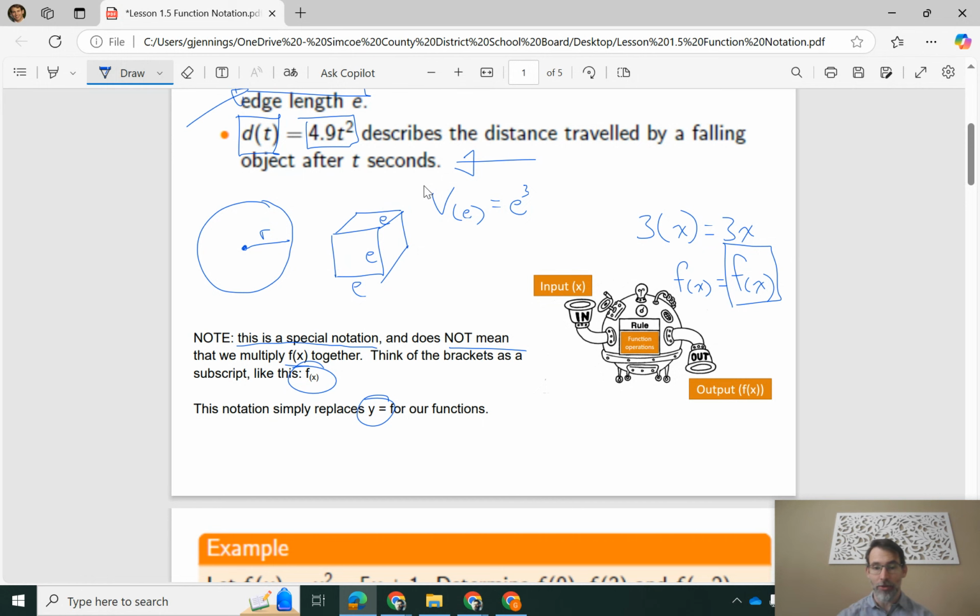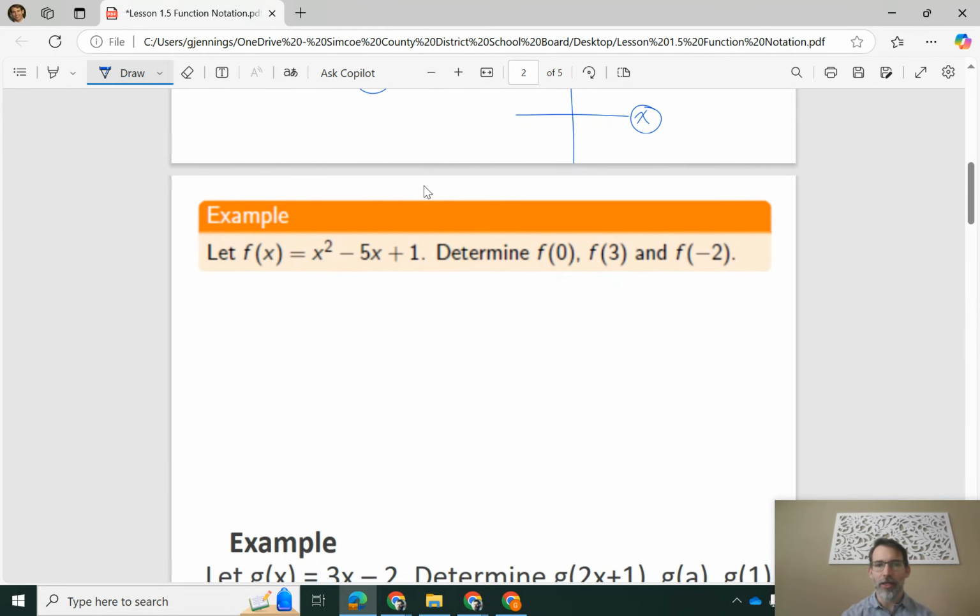We can even label the axes of the graph, like this is x, and this is f of x. That's the output, and this is the input. Basically, a function just takes inputs, does things to them, and then makes an output, which is f of x. And here's how we use this notation. We can actually put in values for x there.